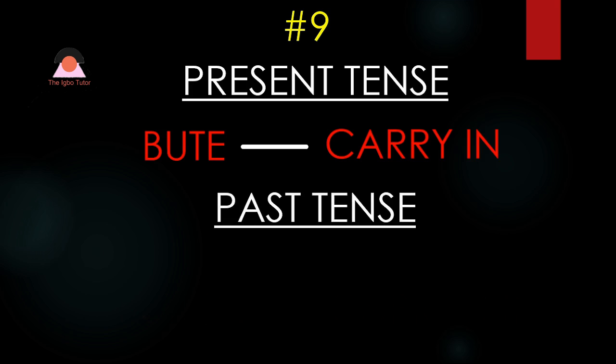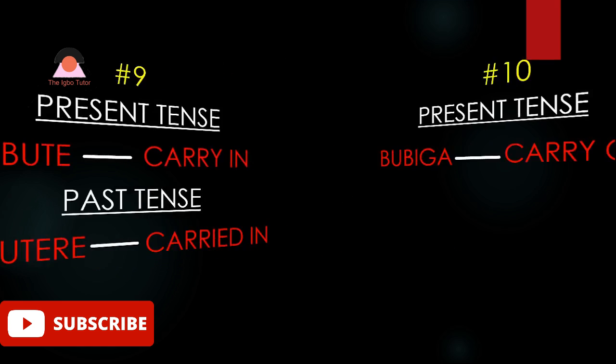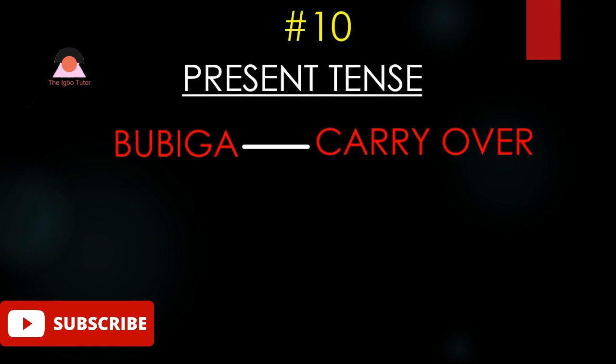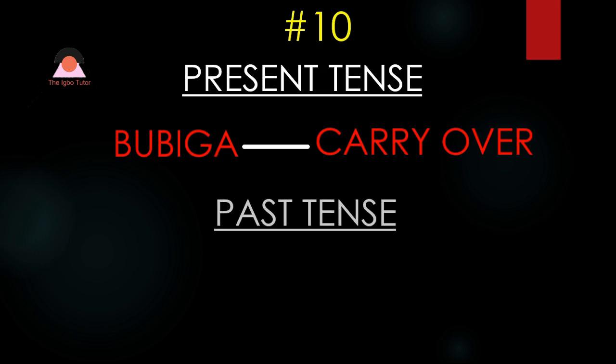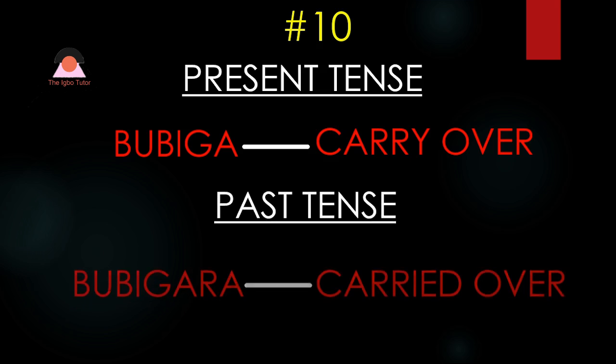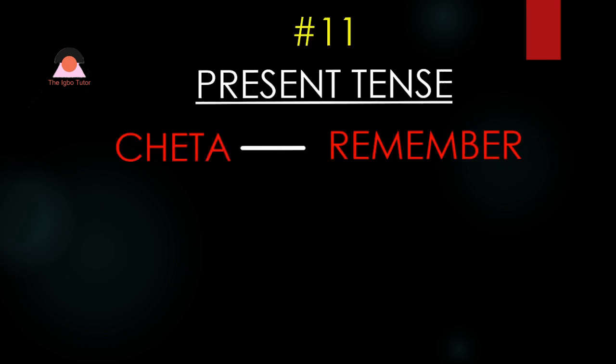Let's look at the past tense of this. And the past tense is butere. Butere, carried in. We'll move on to number 10. The word is bubiga. Bubiga, meaning carry over something. Let's look at the past tense of bubiga. And the past tense is bubigara. Bubigara, carried over. Let's go on to number 11.